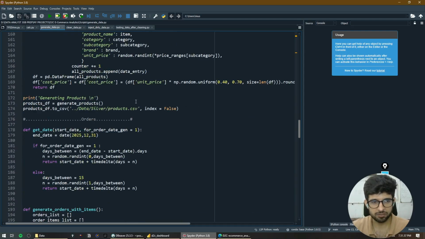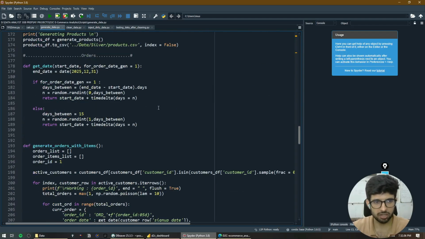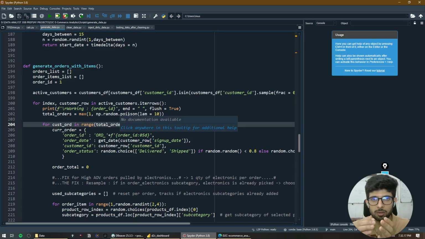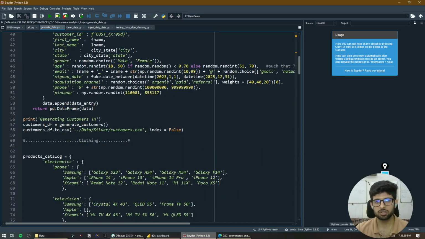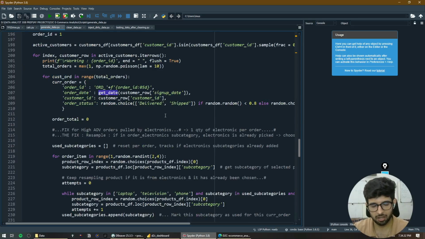Okay, after that I have generated these products, and all these tables are in a normalized fashion with their primary keys that I'll show you later. In the orders, you can see I have followed a random Poisson distribution where the average person puts 10 orders in 3 years of time span. The data is of 3 years, from 1st January 2023 to 31st December 2025. This is how I have generated the asymmetry.